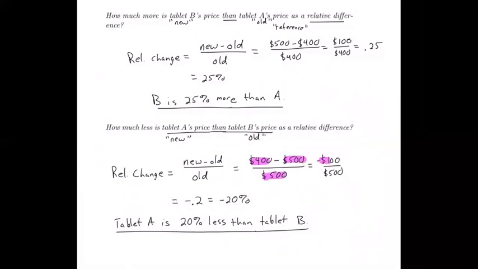Is this, we have negative 100 over $500. The dollars cancel. We didn't actually need to put them into the problem, but it's good to see them cancel. We have negative 0.2. That's negative 20% as a percentage, which means that this is a relative decrease. So A is 20% less than tablet B. Okay, note that A is not 25% less than tablet B.